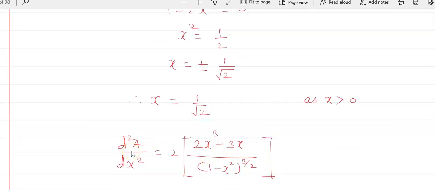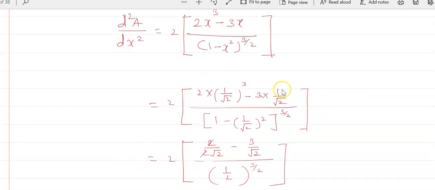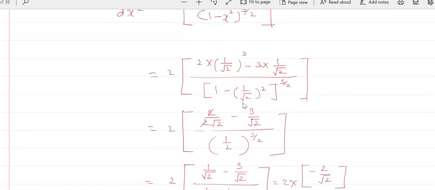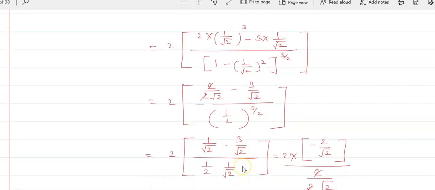Now we'll find its second derivative. We have calculated the second derivative, and we'll substitute the value of x there. After the calculations, that is, 2 into [(1 upon root 2) cube minus 3 into 1 upon root 2] upon [1 minus (1 upon root 2) square] raised to 3 by 2. You simplify this. This is 1 upon 2, 1 minus 1 upon 2, that is, (1 upon 2) raised to 3 by 2. And the numerator is 2 into (1 upon 2 root 2 minus 3 upon root 2).